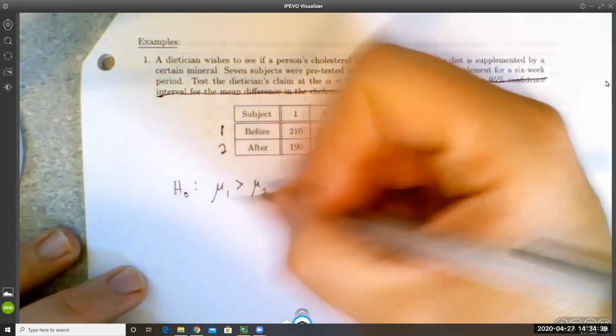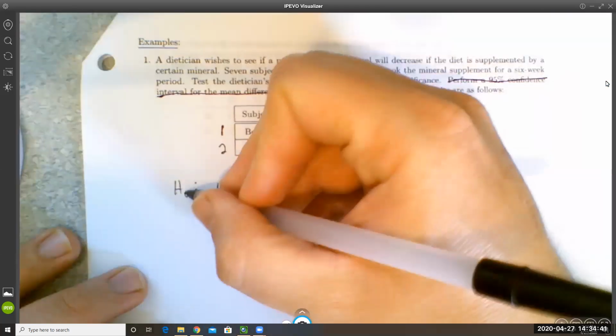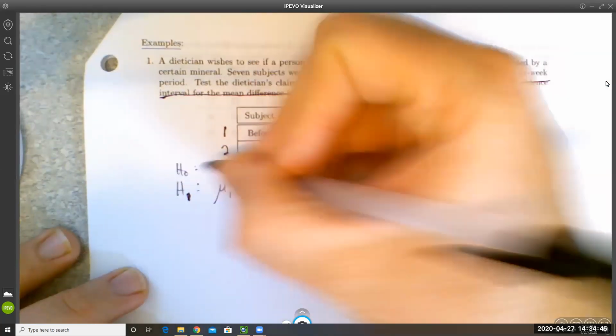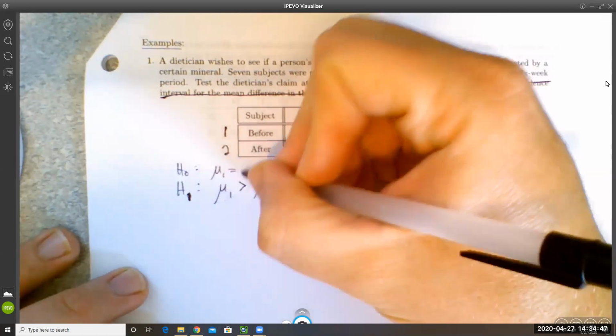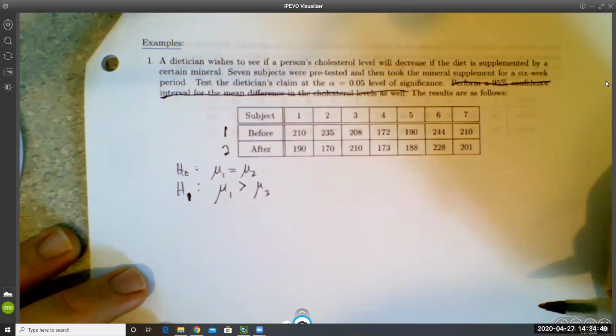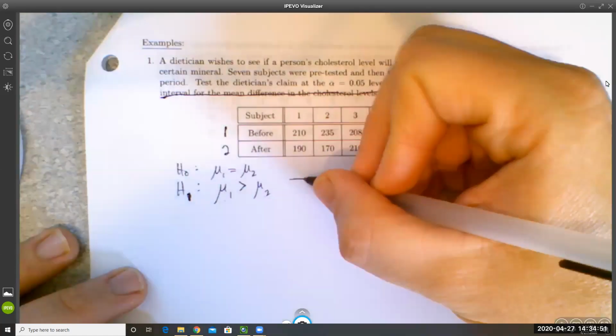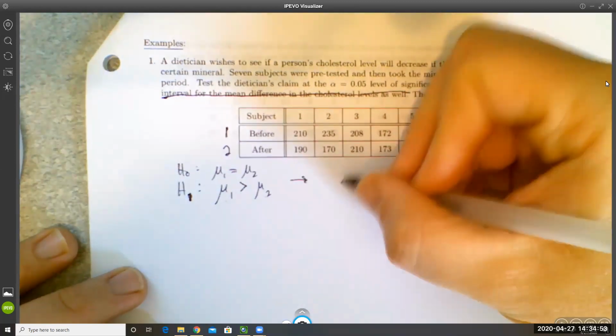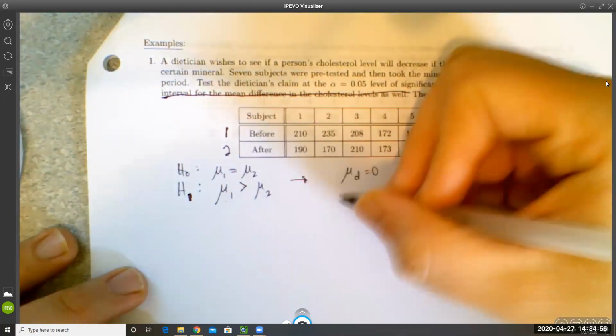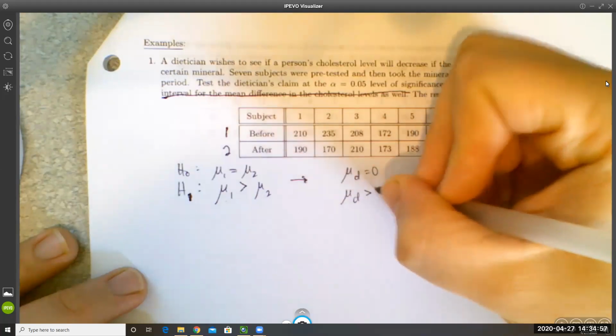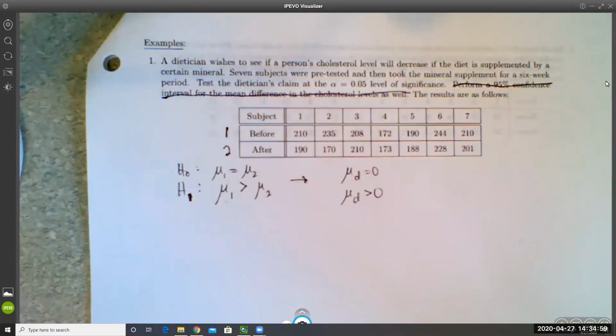Oh, I'm sorry, that's not your null hypothesis. That's your alternative, isn't it? That's your alternative. And so your null hypothesis would be mu1 equals mu2. So in StatCrunch, this is going to look like mu sub d equals 0, or mu sub d is greater than 0. That's how it's going to look in StatCrunch.